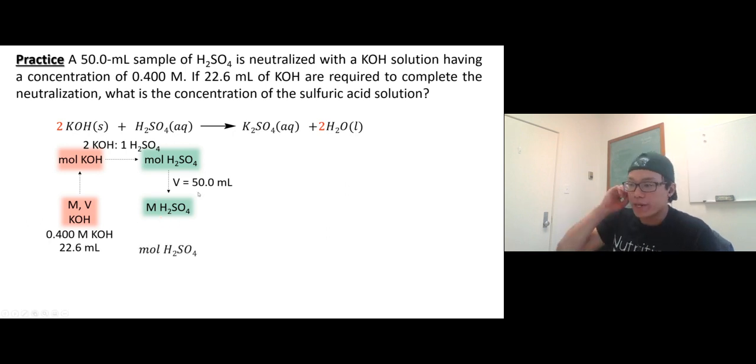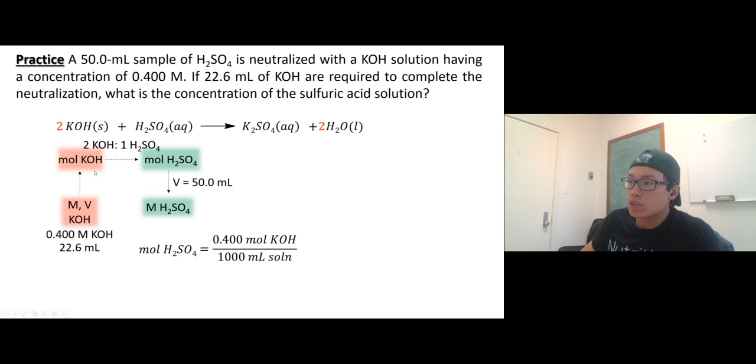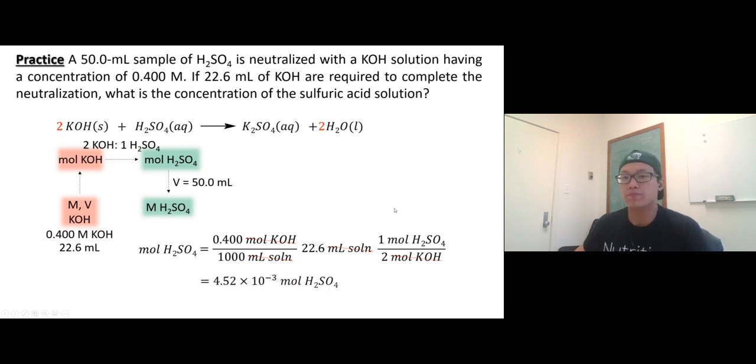Start by finding the moles of sulfuric acid first. We have the concentration of potassium hydroxide. To get moles of potassium hydroxide, all you have to do is multiply by the milliliters of solution, and the milliliters cancel out. You get moles of potassium hydroxide. Moles of potassium hydroxide go to moles of sulfuric acid. It's a 2-to-1 ratio, so the moles of potassium hydroxide cancel out, and you get moles of sulfuric acid. Do the math and you get that number.